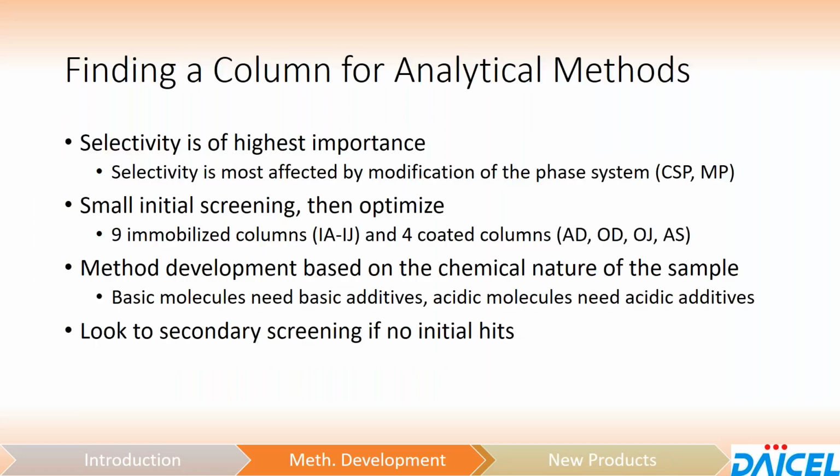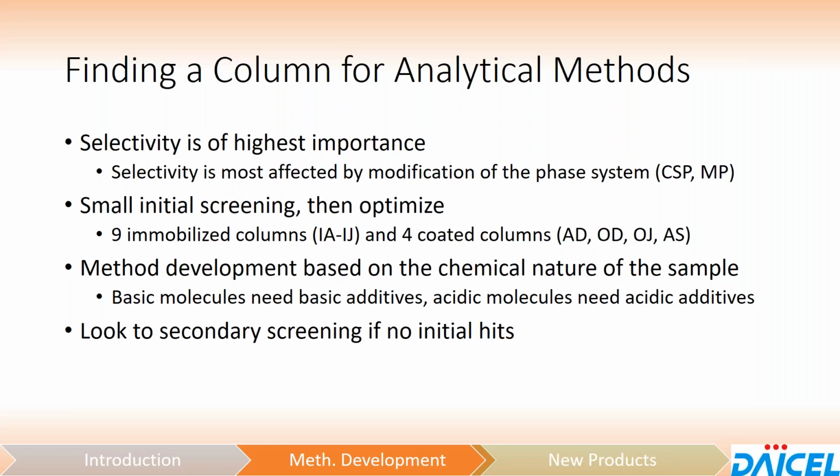Now, when we begin looking for an analytical method, defining a column for an analytical method, selectivity is obviously the highest importance. We want to try to find a baseline resolution. Selectivity is most affected by modifications to the phase system. So we're talking about changes to the chiral stationary phase or changes to the mobile phase, which is where the effectiveness of the screening approach is really helpful. The small initial screening will be something like 9 immobilized columns, IA through IJ, and then it will include some of the coded phases like AD and OD. And then hopefully we find a partial separation or baseline separation that we can take into the optimization process.